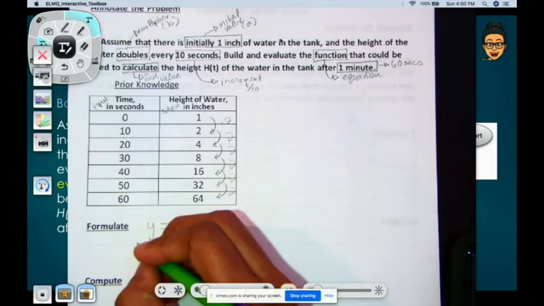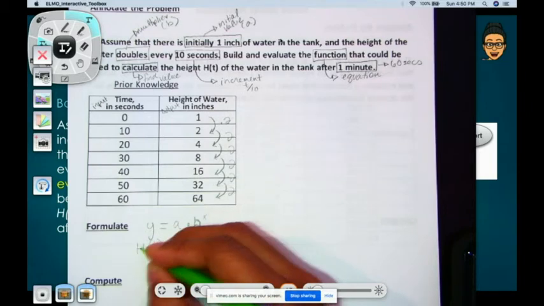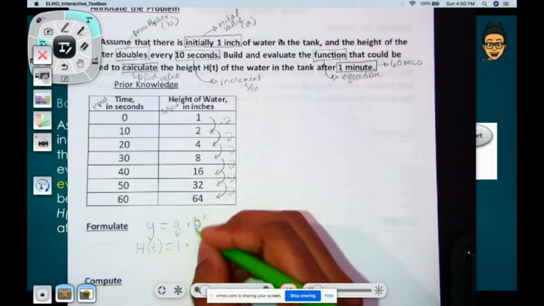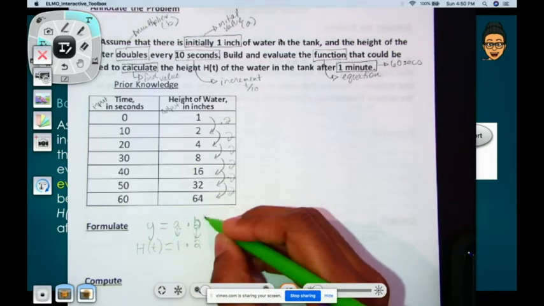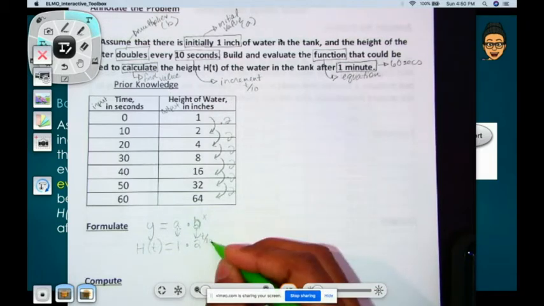In that case, I knew that my output in this context was the height of the water. The height, depending on the time, where my initial value or my initial height was 1, times my multiplier 2, raised to X, which was T over 10 per 10 seconds.